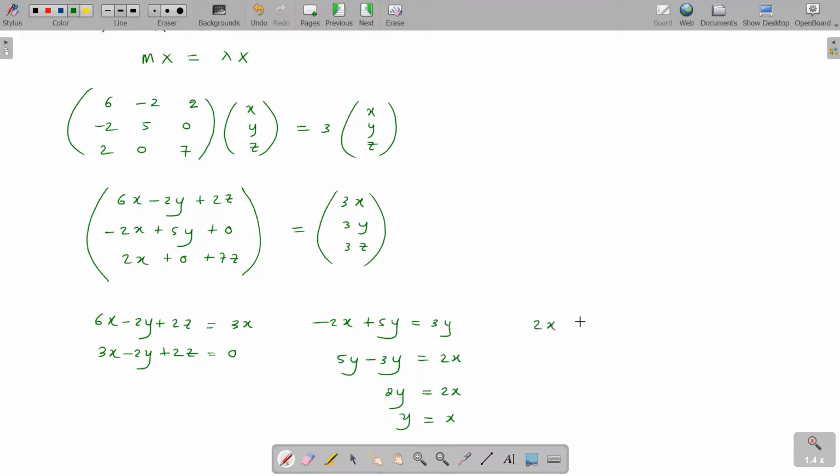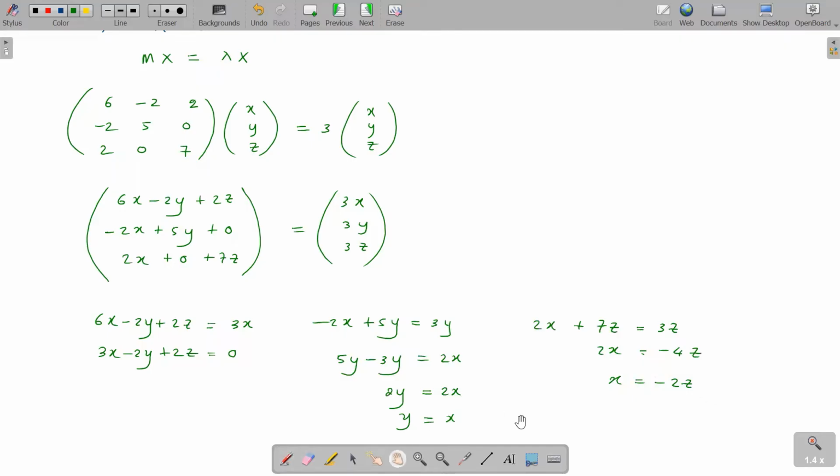The last one, 2x plus 7 equals 3 is z. 2x equals 7 minus 3, minus 7 is minus 4, is it? So z equals minus, or we can say x equals minus 2z, is it? Are you with me?